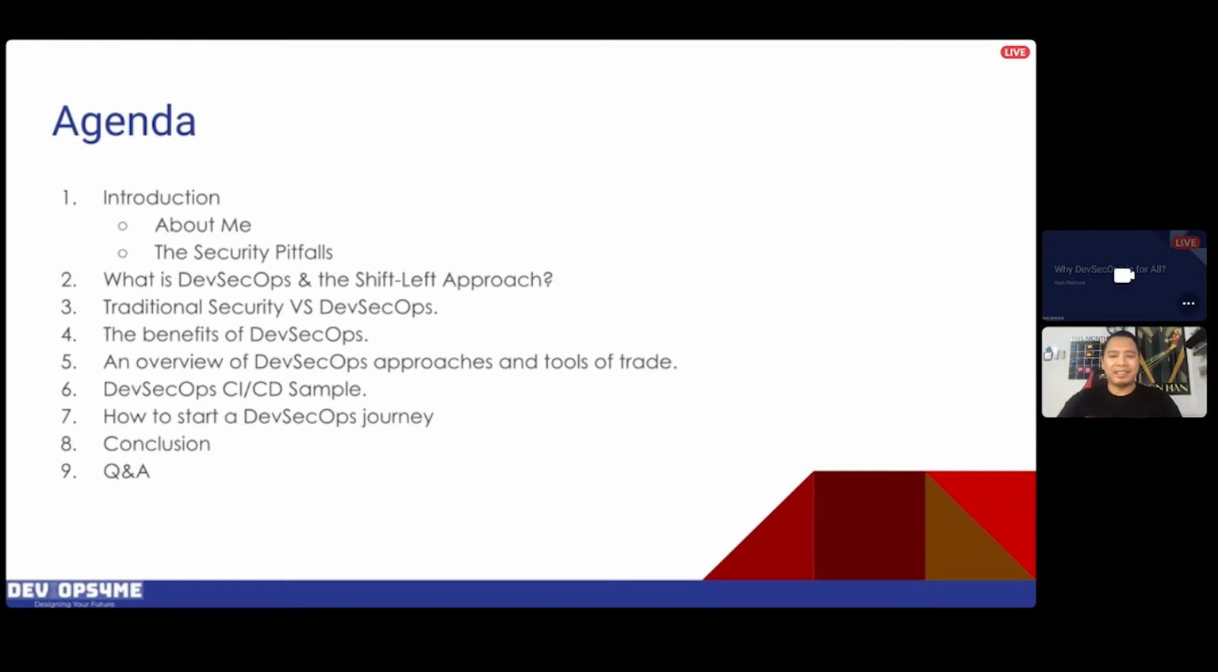All right, I continue. So first of all, I will go to the introduction, and then I will talk about the DevSecOps and shift left approach definition. Later I will talk about the DevSecOps practices and approaches. Also some toolchain of DevSecOps, and then an example of a DevSecOps CI/CD. Lastly, I will show you how you can start your journey.